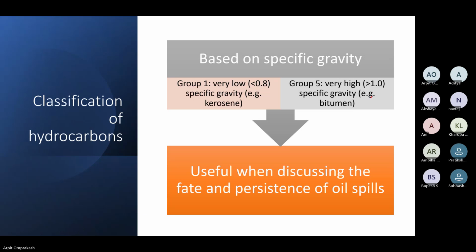Greater than or equal to one. So here the example is bitumen, which would sink in water. This classification based on specific gravity is useful when we are discussing the persistence and the fate of oil spills, especially in marine environments.